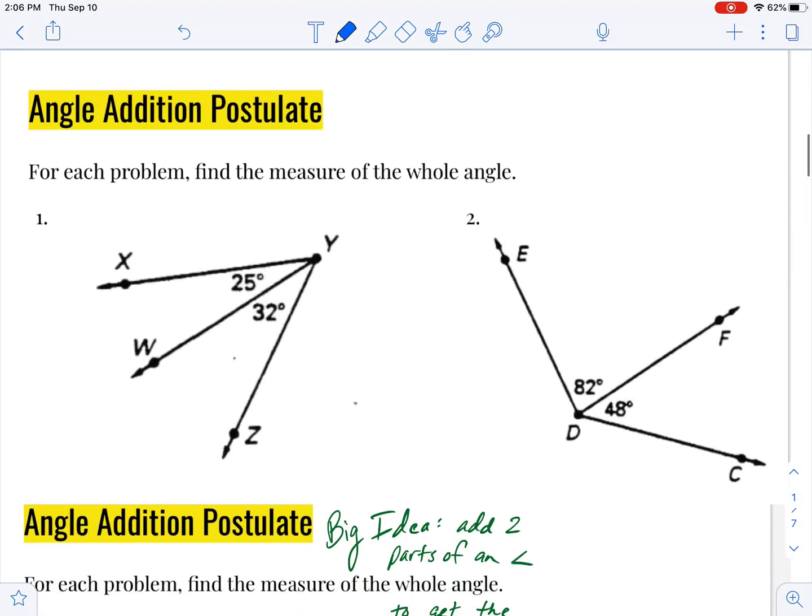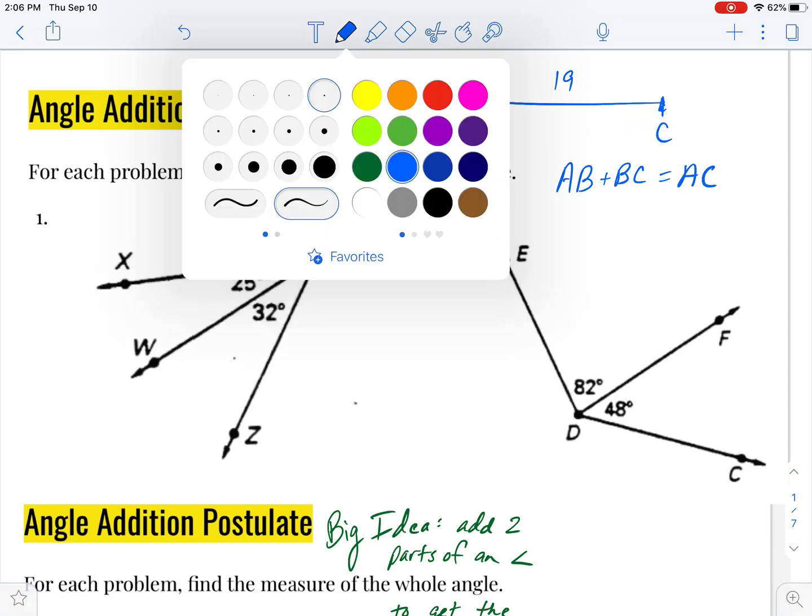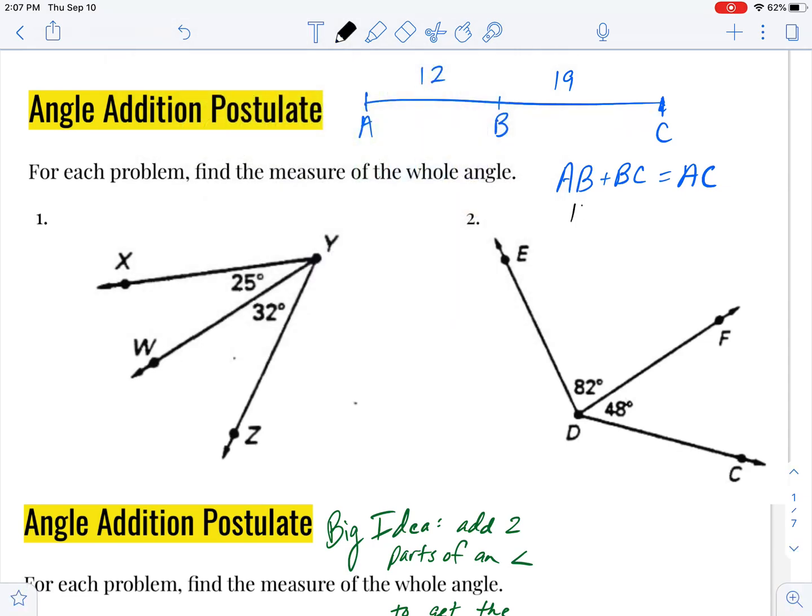All right, so today's big idea is the angle addition postulate. You might remember our segment addition postulate. We had A, B, and C, and maybe this was 12, and this was 19, and we said I could add AB plus BC to get the whole segment of AC. So I could take 12 plus 19 to get 31 for my whole segment. Well, same idea here. It's just we're going to use angles instead.